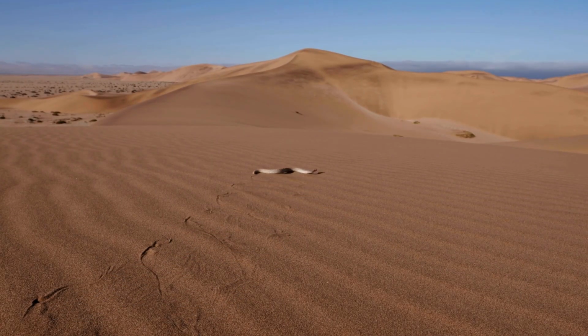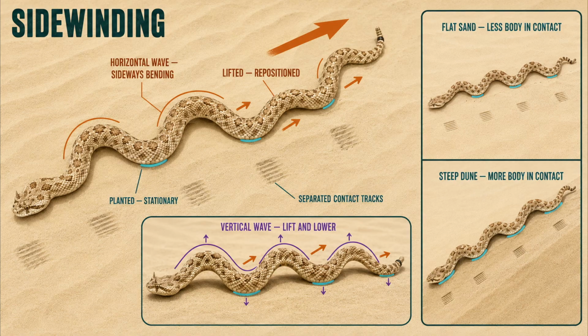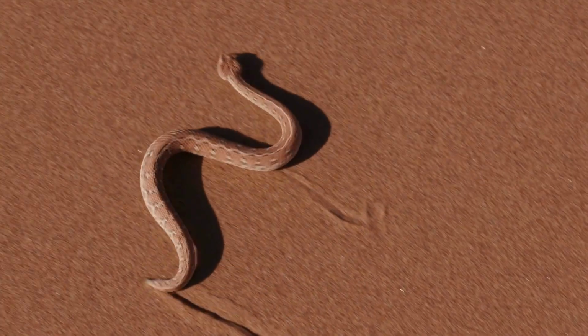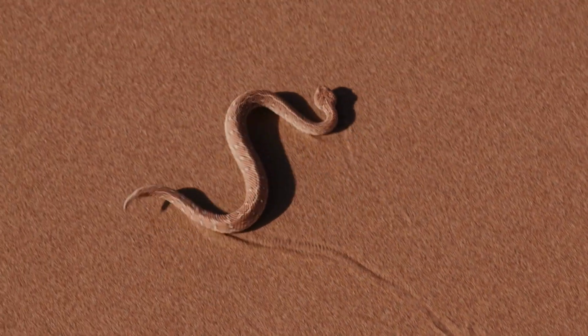The regions touching the ground act like temporary feet. They do not slide continuously across the sand. They remain almost stationary until they are lifted and replaced. The snake consequently moves at an angle to the direction in which much of its body appears to point, leaving a series of separated, roughly parallel tracks.